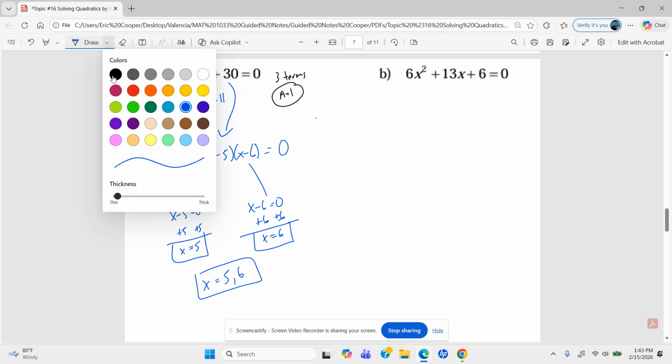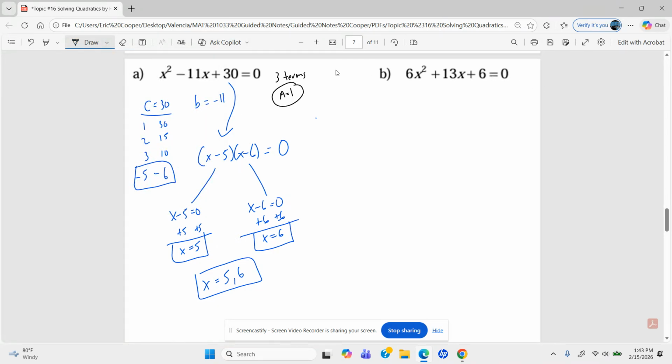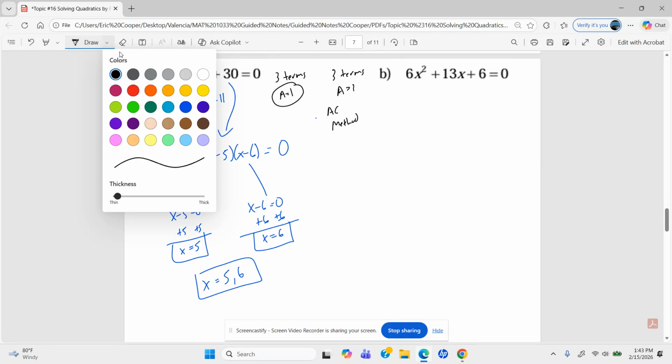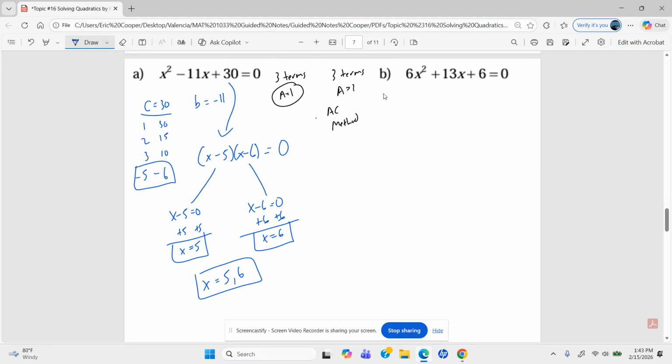Taking a look at b, we again have it already set equal to 0, so we don't need to do anything there. It's got 3 terms, but now a is greater than 1. The a is 6 in this case, which means I need to use the AC method to try and factor this. So let's go through our AC method steps. We'll take a times c, so 6 times 6, which is 36. It's got to multiply to 36 and add to 13. We've got 1 and 36, 2 and 18, 3 and 12, 4 and 9, 6 and 6. The only thing that can get me to a 13 is 4 and 9.